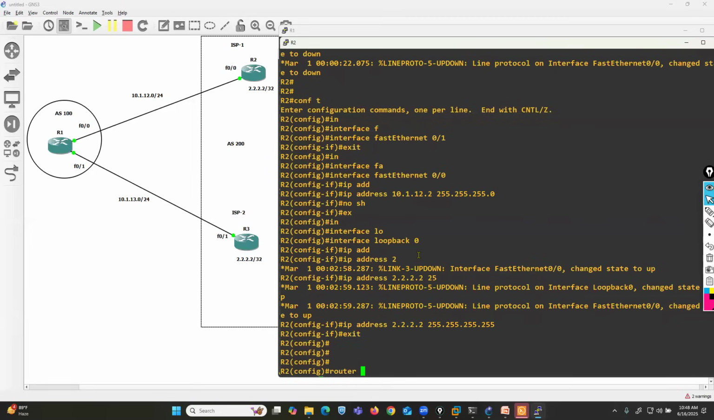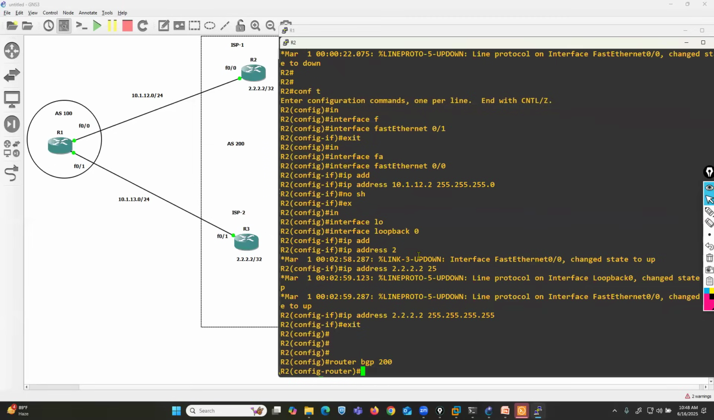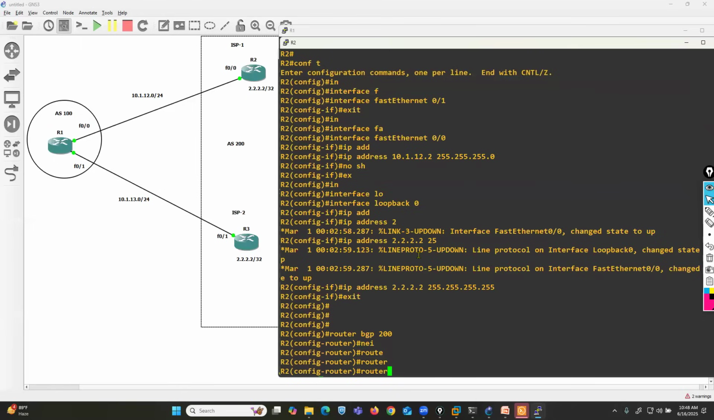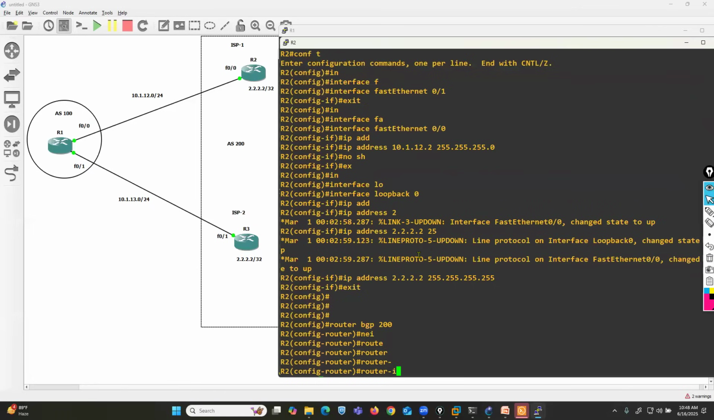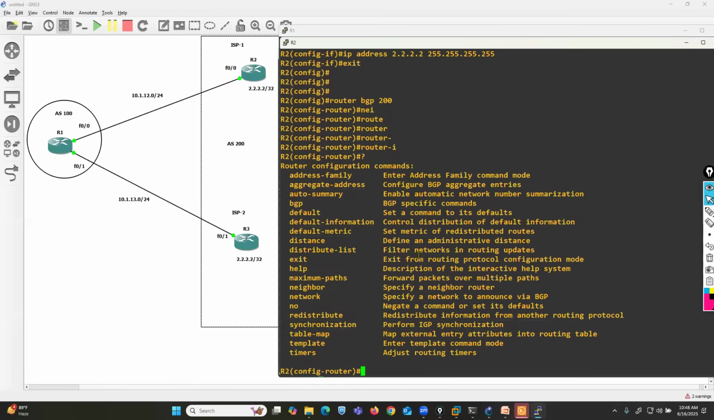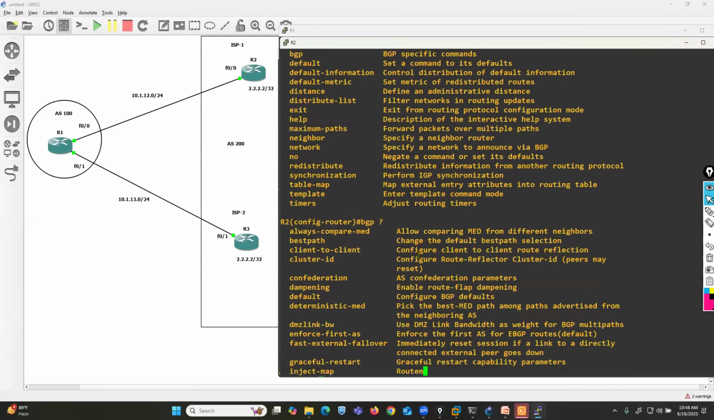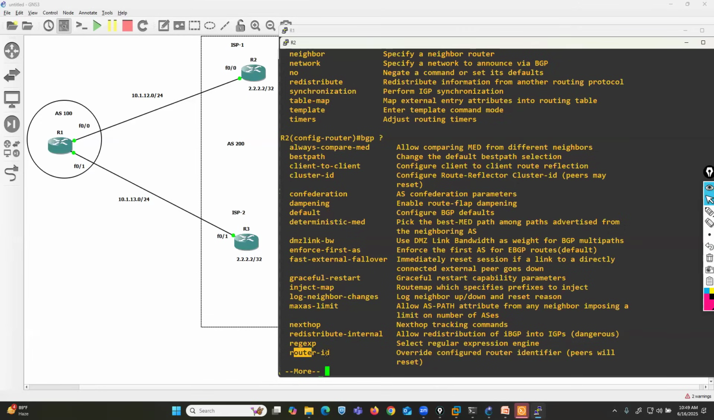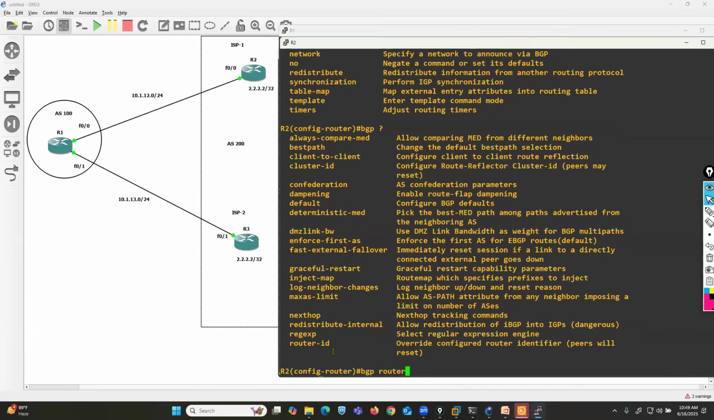So router BGP 200, neighbor 10.1.12.1. Before we configure the neighbor, let's configure the router ID first because it's a BGP protocol. I'm trying to configure the router ID manually, okay? So BGP router ID.